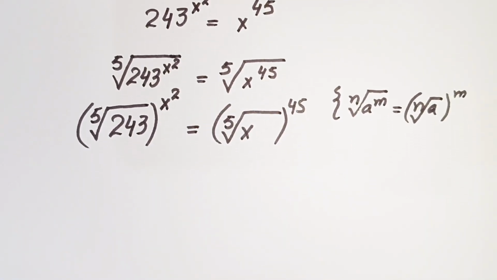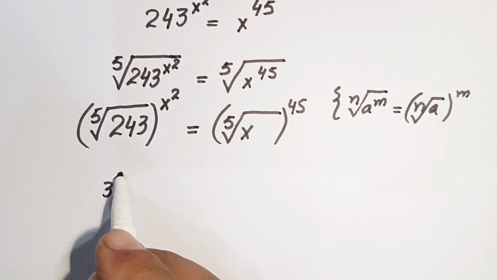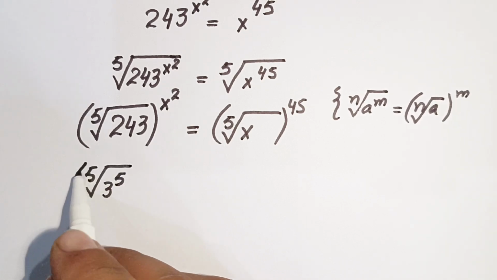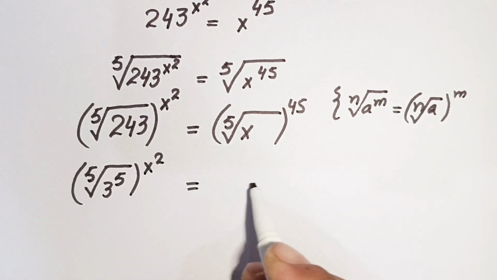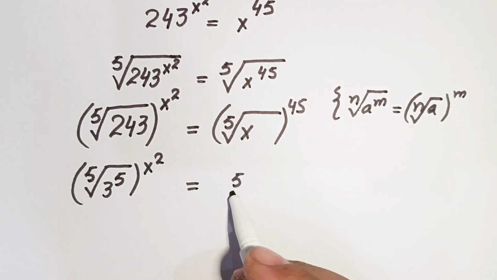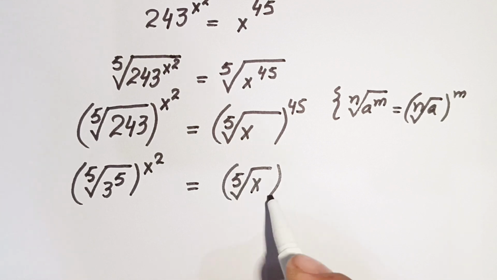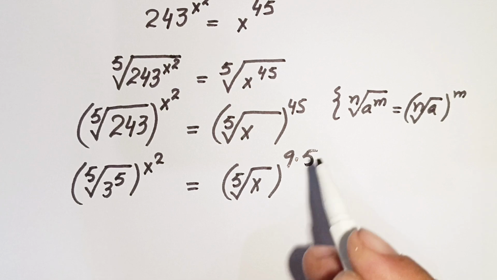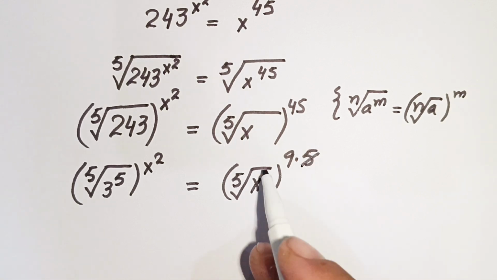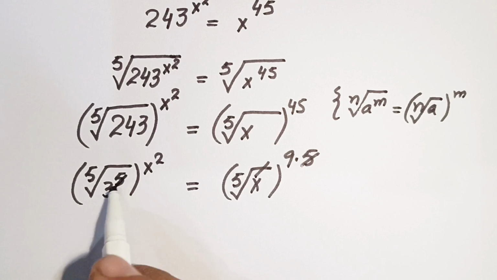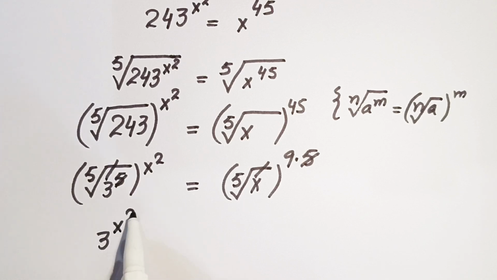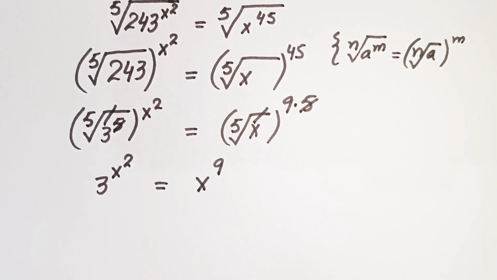Now our next step: 243 is actually 3 to the power 5, so the fifth root of 3 to the power 5 whole to the power x squared is equal to the fifth root of x whole to the power 45, which can be written as 9 times 5. So if we cancel this 5 with this root, and similarly this 5 with this root, then we have 3 to the power x squared is equal to x to the power 9.